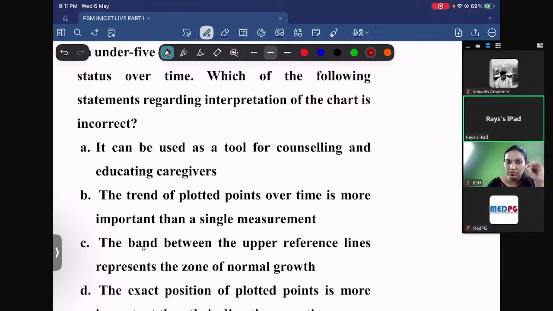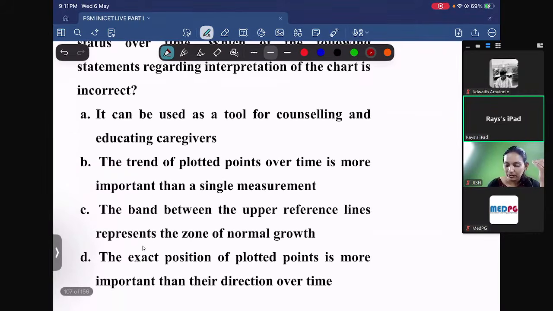It is a tool for counseling the mother and the caregiver. The band between the upper and lower reference lines represents the zone of normal growth. That's also true. Exact position of point is more important. No, that is wrong. The exact position of the point is not that important. It is important, but more important is the trend. Okay, that's the answer here.